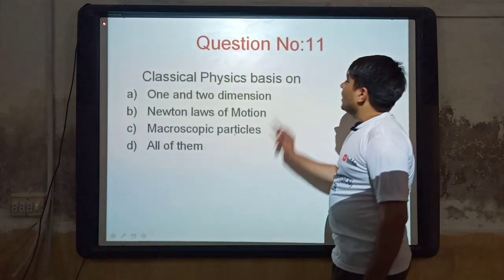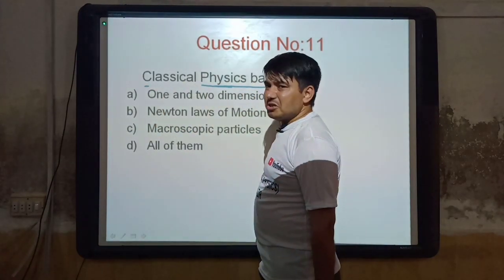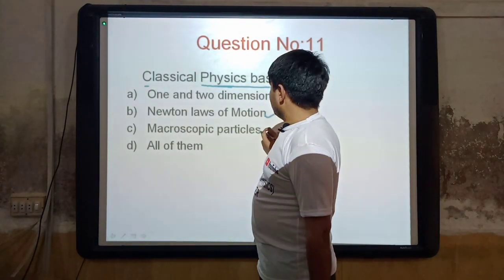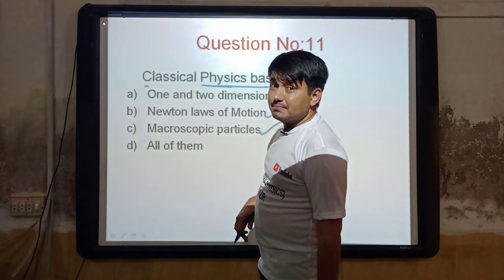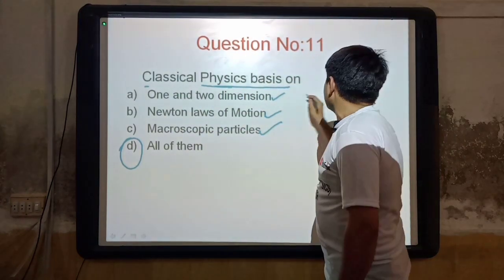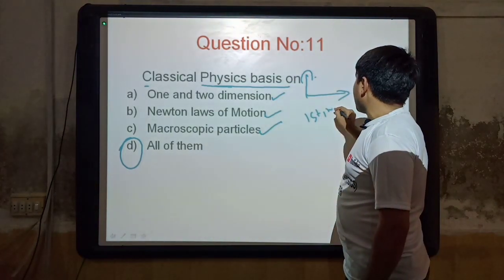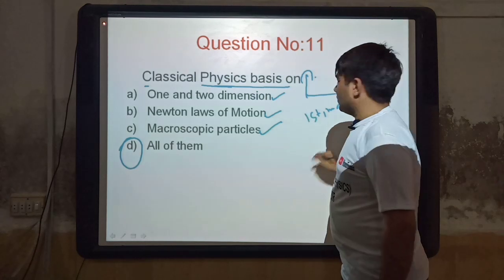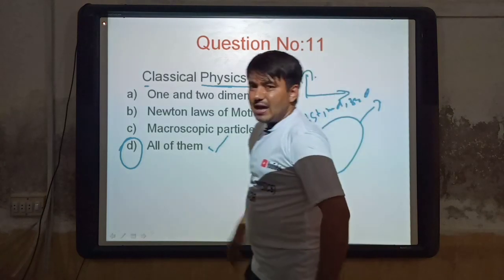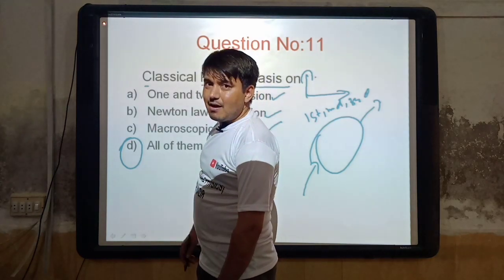Another question for you. Classical physics is based on 1 and 2 dimensions, maybe Newton's laws of motion, macroscopic particles, all of them. Yes, classical physics is based on 1 and 2 dimension motion, Newton's first, second and third laws of motion, and macroscopic particles, like a force applied on a particle. The correct option is D, all of them.